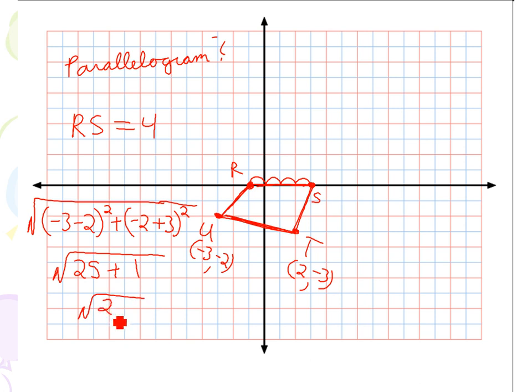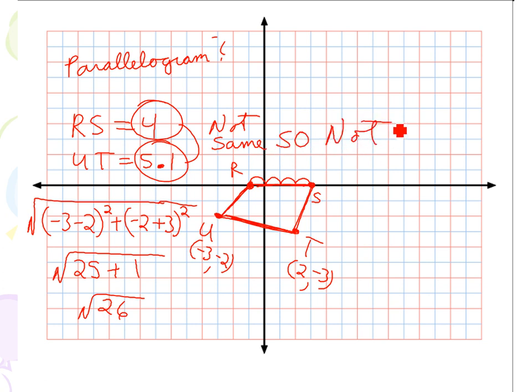25 plus 1. Somebody tell me what's the square root of 26? 5.09, so 5.1. What's that tell us about those two? Not the same. So, what do we know? Not a parallelogram. Next question.